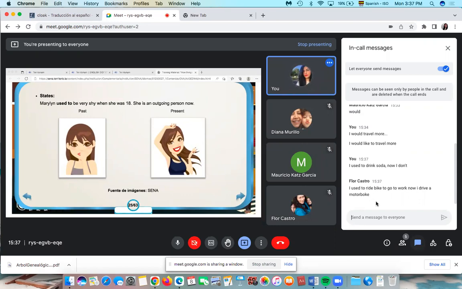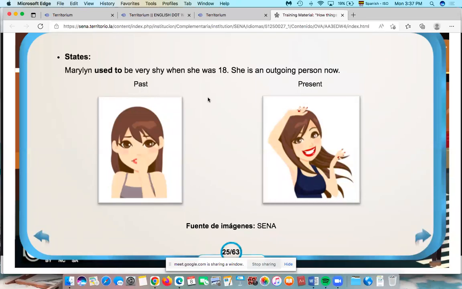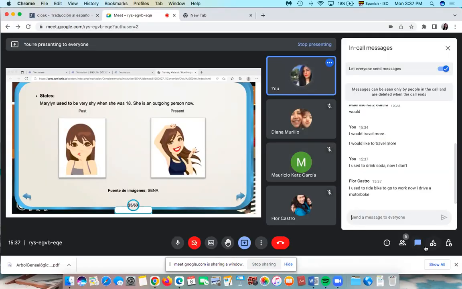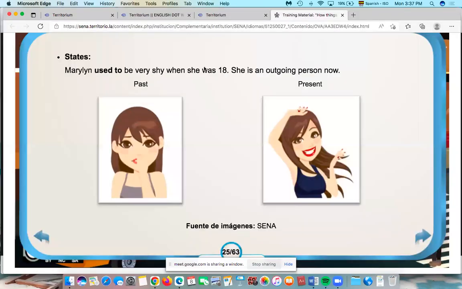Okay, good. So we have another example here. Let's check it out. So Elkin, can you read this example, please? Read? Yeah, read it. Can you read it? Oh, okay. Marilyn used to be very shy when she was 18. She's an outgoing person now. Outgoing. She's an outgoing person now.